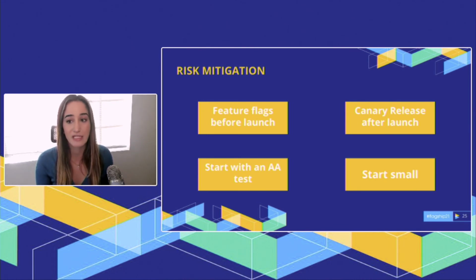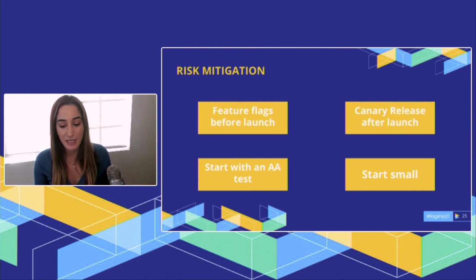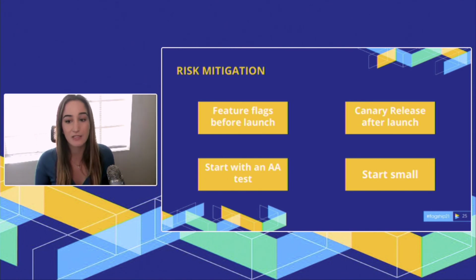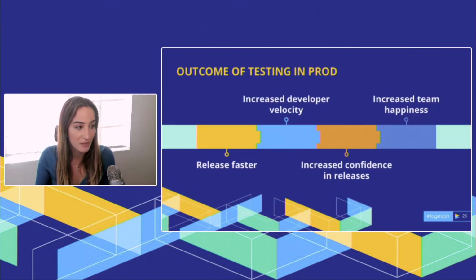Next, I suggest starting with an AA test. And what this means is that you give your users inside and outside of the feature flag the same experience and make sure that the data coming in is the same for both. And this is going to build your confidence in the feature flagging system. And lastly, you want to start small. You don't want to start out with the most complex flow and decide to test that in prod. You want to start with something simple.